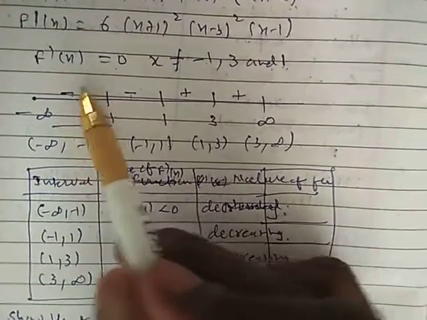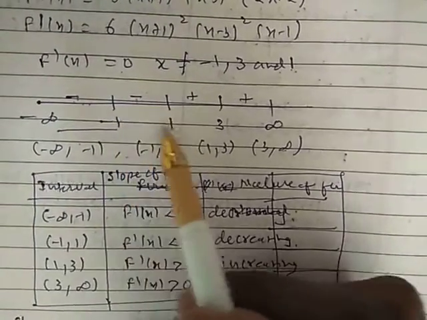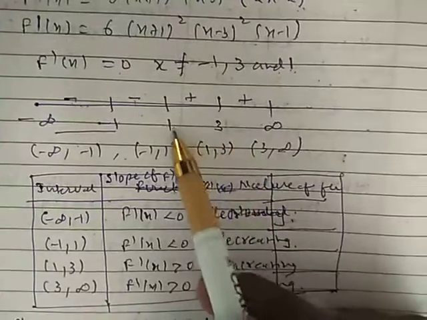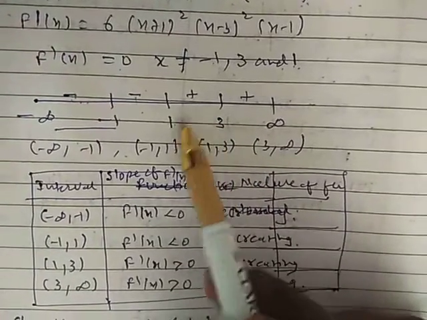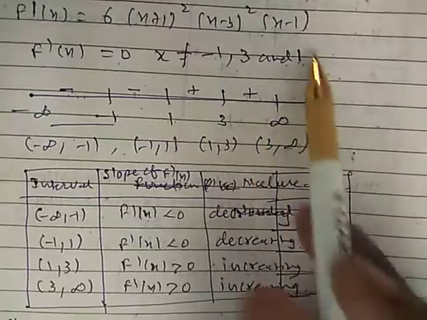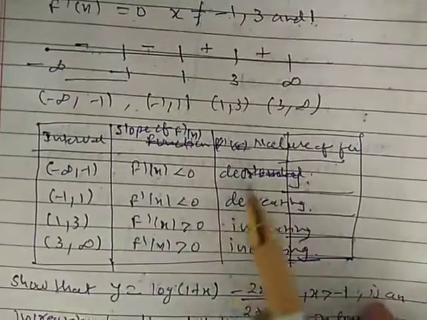So it is a minus sign, so it is decreasing. Again between minus 1 and 1, you can take 0 and find out the value of it. Between 1 and 3 you can take 2, and greater than 3, you can take 4 and substitute the value. You will find whether it is decreasing or increasing.